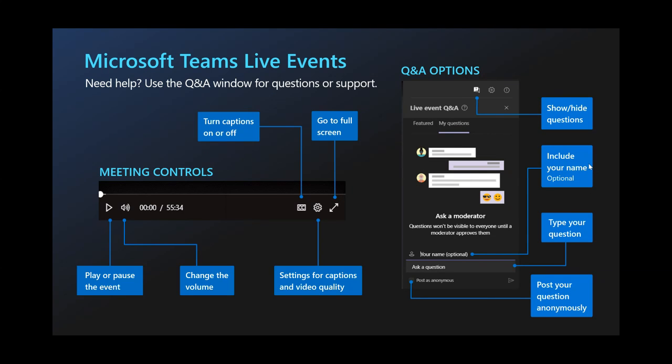So before we get started, I do want to review some meeting controls as a refresher. We are using a Microsoft Teams live event today, so I do want to draw your attention to the screen, to this player pause button in order to play or pause the event. Next to it, we have the volume icon where you can change your volume settings. And right along across the line, we have the CC icon to turn on live captions if you choose to do so. Then we have the gear icon for settings for captions and video quality. And you also have the option to go ahead and make this session full screen for your viewing experience.